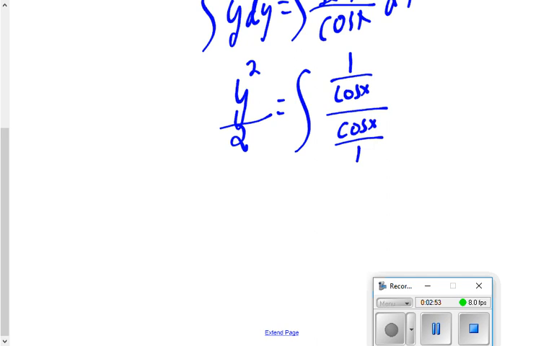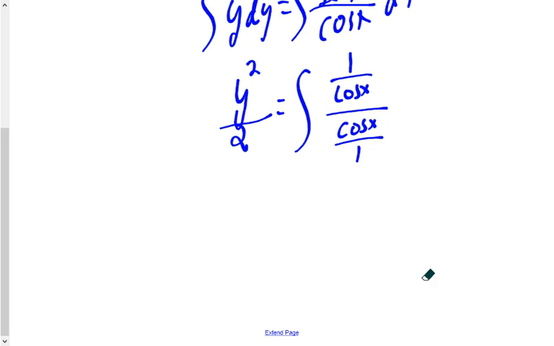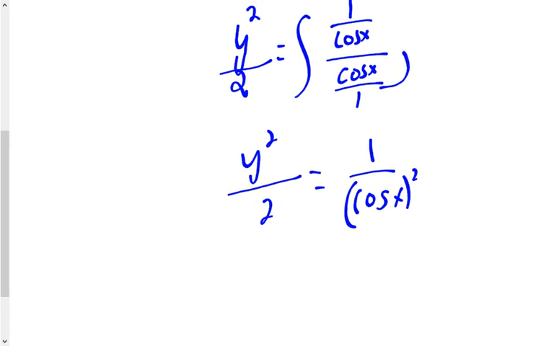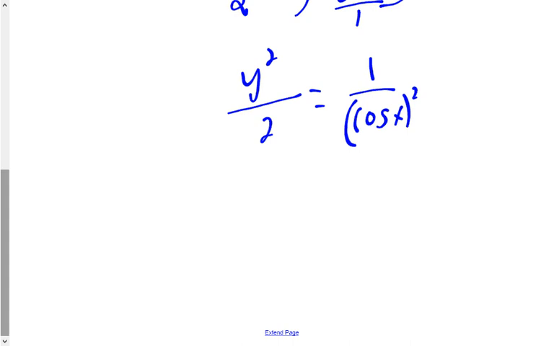So now, 1 over cosine over 1 turns into 1 over cosine x squared. Just in case you don't see that, when I pull that up, it's 1 over cosine x times 1 over cosine x, which is where I get 1 over cosine x squared. And I'm going to integrate that. I already integrated the left side. I haven't integrated the right side yet. All I've done is rewrite it.